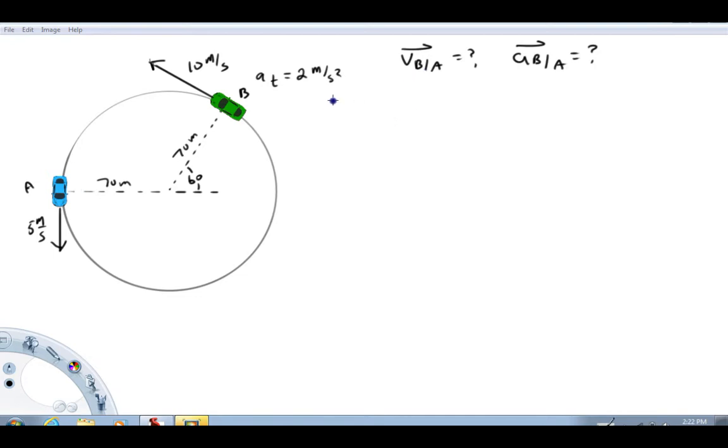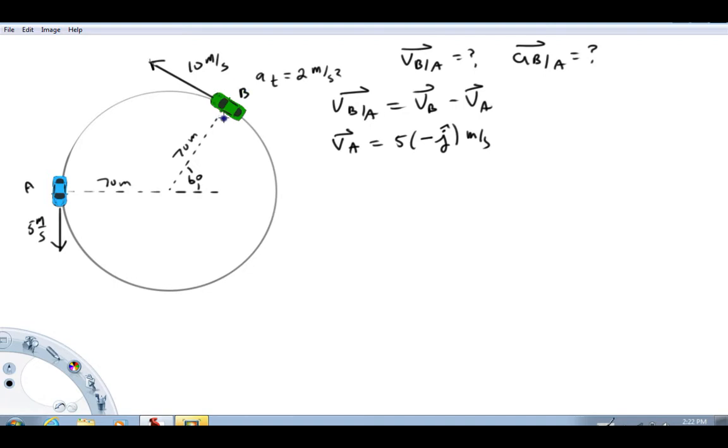The velocity of car B with respect to A is equal to the velocity of B minus the velocity of A. So it boils down to trying to find these guys, velocity B and velocity of A. Velocity A is no problem at all. Car A is moving 5 meters per second down, so that's going to be 5 in the minus j. I'm going to go ahead and just put the units out here. And that's it, there's nothing to that.